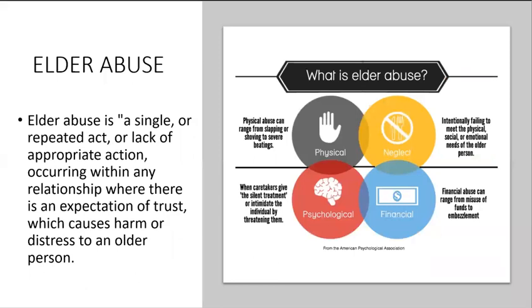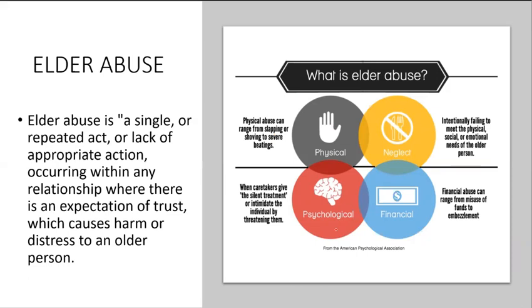With elderly abuse, that will be that single or even repeated act or lack of appropriate action that occurs within any relationship where you have an expectation of trust. So this will be causing harm or distress to that older person. So again, it could be physical abuse ranging from slapping or shoving to severe beatings. It could be neglect, where you have intentionally failing to meet the physical, social, or emotional needs of the older person. It could be psychological.